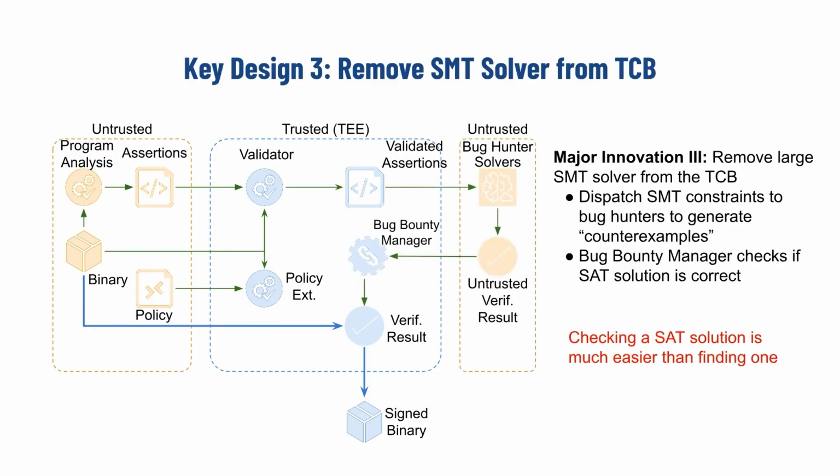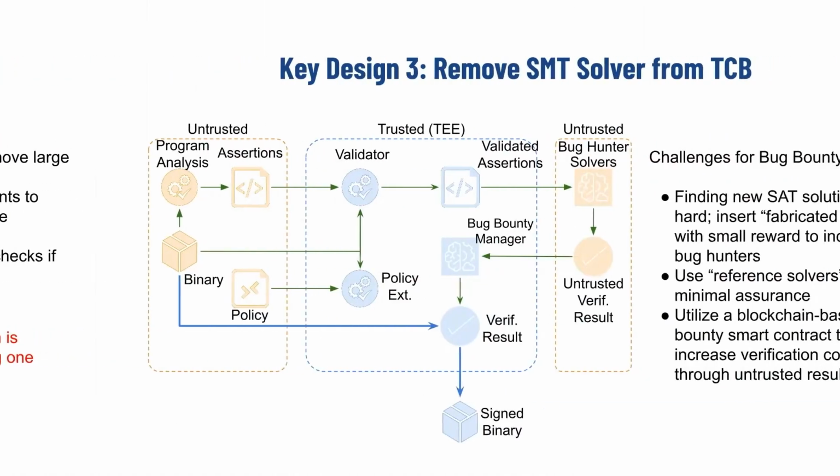Instead of trying to prove a property is true, we challenge external bug hunters to find counterexamples. If they can find a set of inputs that violates a property, they can submit it and win a bounty. The insight here is a checker is much simpler than a full-fledged SMT solver, which dramatically reduces the TCB.